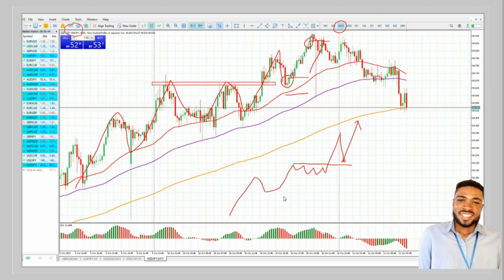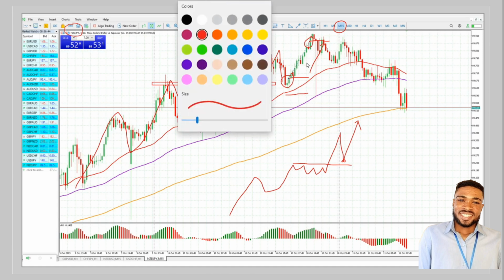You're going to see this setup several times because as a trader, you must have the setups you're going to trade in your mind. When you open your chart, you must have them in your mind. So this is the setup I traded. I hope that you keep that in your mind.